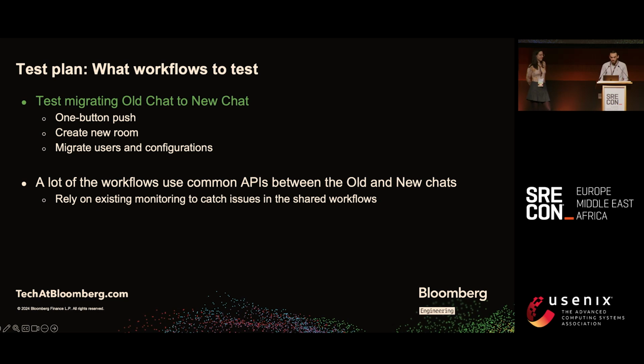For the first one, what workflows to test? We went with the migration workflow. You can think of it as just a button in the UI, a very simple button. You click on it, and your room will be migrated. But in the back end, this is much more work. We create a new room, migrate users, migrate configurations, history, and a lot more things we do in the back end. This is a complicated and new workflow, so we thought we needed to test it thoroughly.